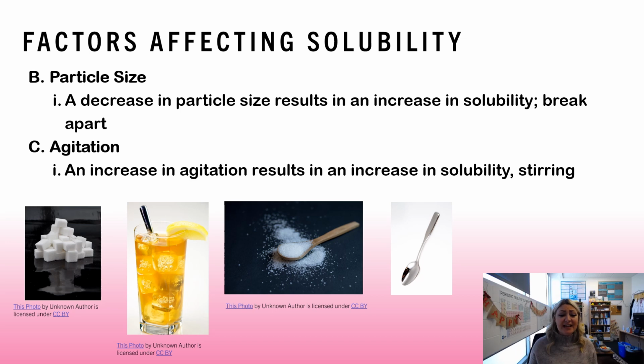If you increase agitation, so think about stirring as your agitation, this will increase solubility as well. So if you just put your spoonful of sugar into your tea and hope for the best, it's probably not going to dissolve, especially not at a colder temperature. So take your spoon and agitate it, and that's going to increase the solubility of the sugar in the tea.